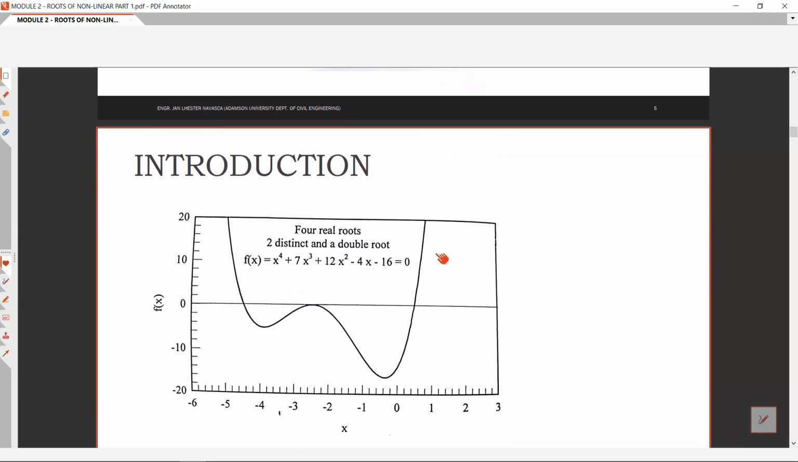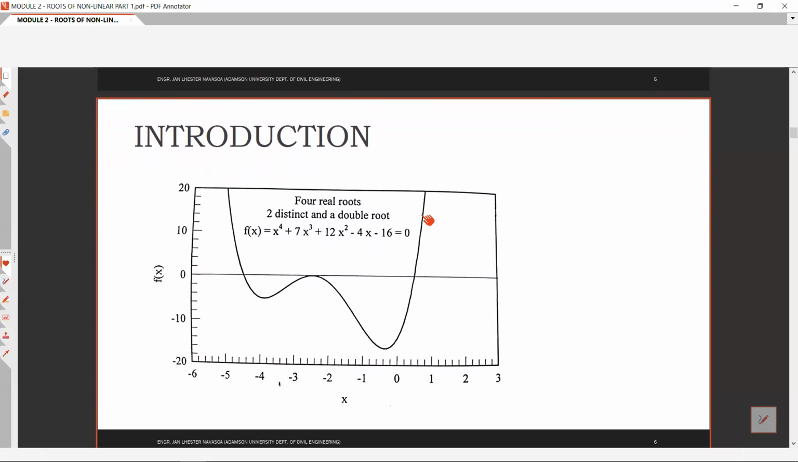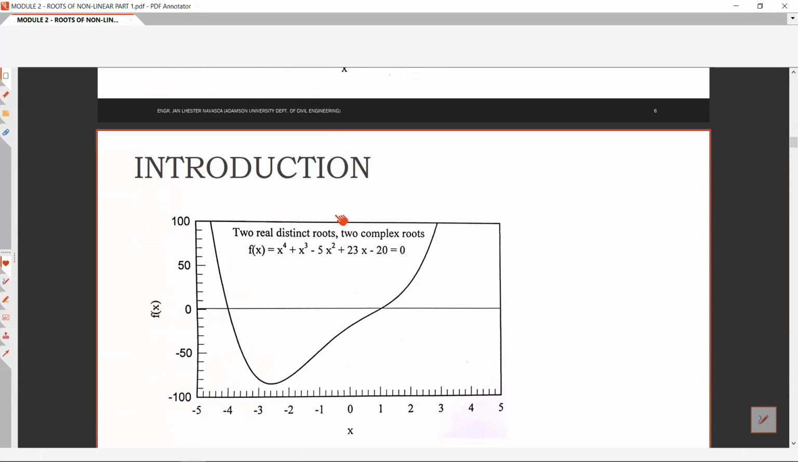Another case is when you have 4 real roots, but one root is doubled. So 1, 2, 3 is doubled here, and 4. So there are still 4 real roots: 2 distinct roots and a double root. Also, we can have 2 real distinct roots and 2 complex roots. That is also possible.